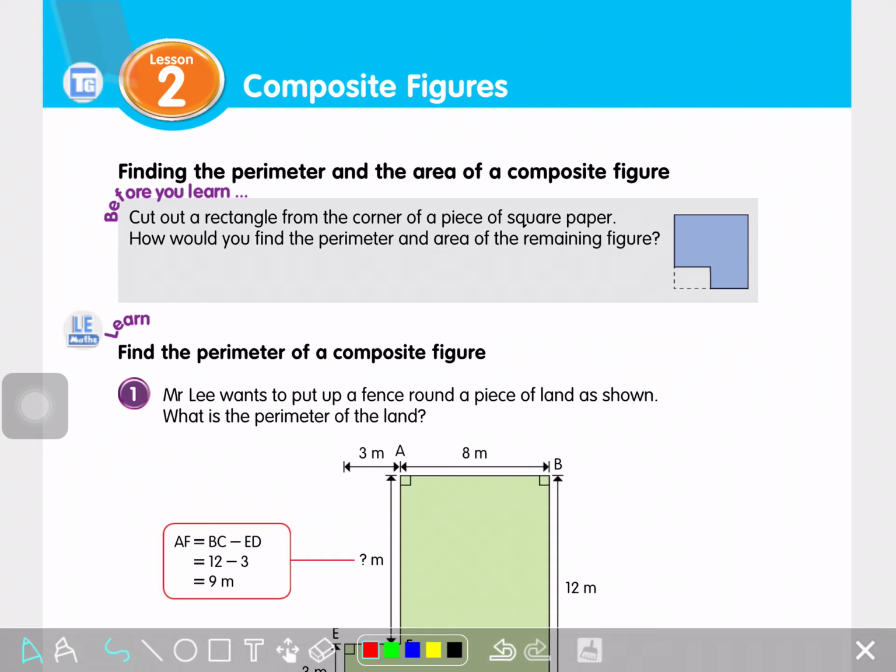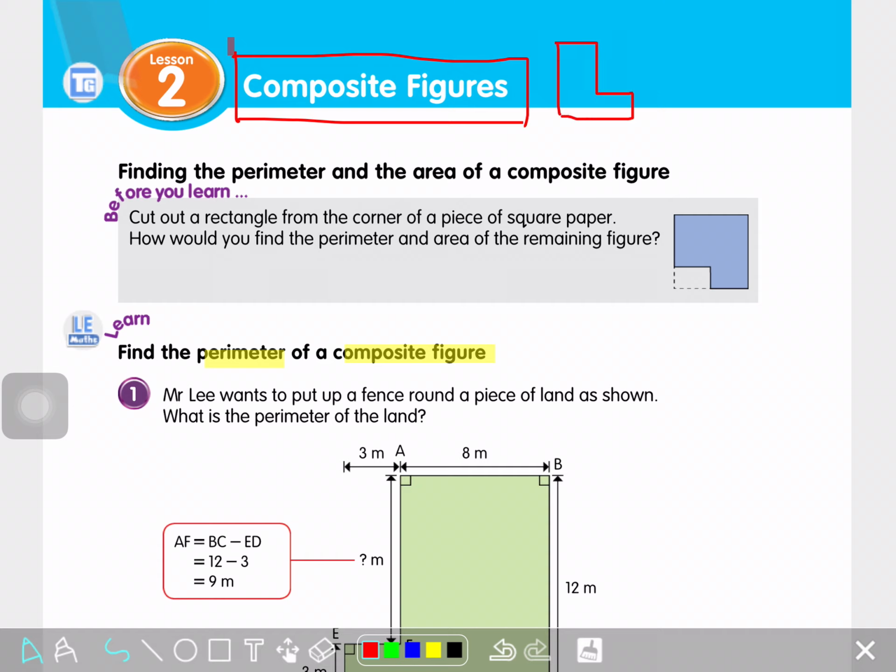Page 138. We are going to be learning how to find the perimeter of a composite figure. Now we are on this subtopic of composite figures. And what are composite figures? Composite figures are big figures that are made up of small figures, two or more small figures, such as squares or rectangles. So an example is something like this.